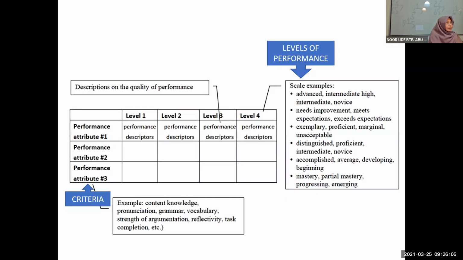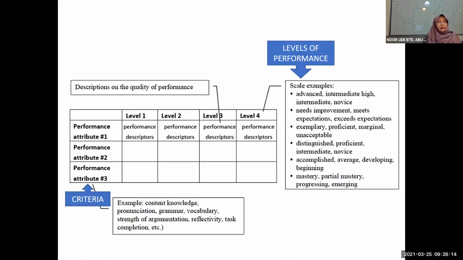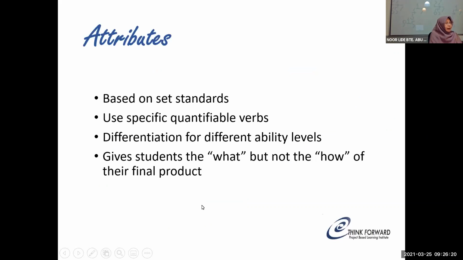Next slide. When we talk about the performance descriptors, the attributes, what are the attributes? How do we decide what we want to put as part of the criteria? And how do we write? When we write the descriptors, they must be based on certain set standards.